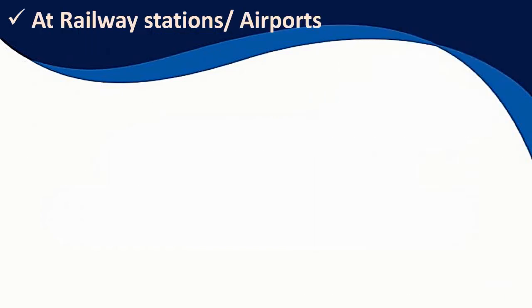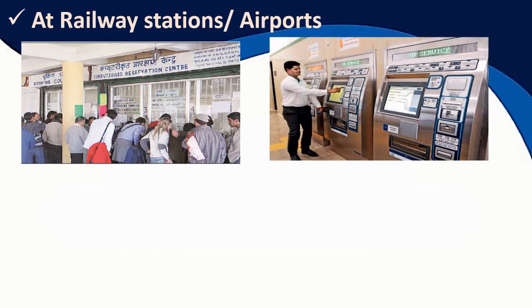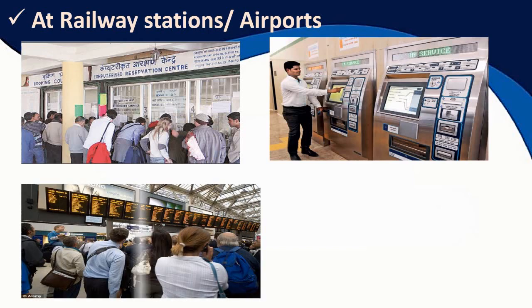Computers help in transportation, in railway stations and airports. Computers help in giving information about tickets, reservations and bookings, and about the arrival and departure timings of trains and aeroplanes. Computers keep all the records of the passengers.